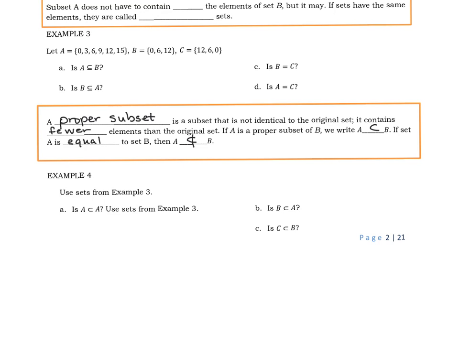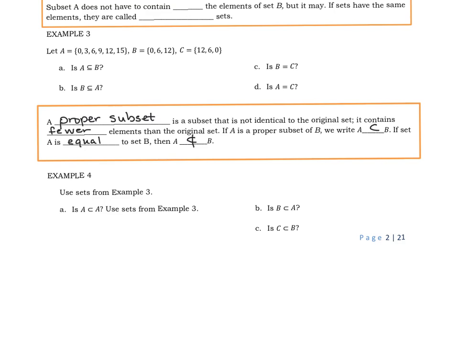Set theory, proper subsets, the definition of proper subset, as well as example 4. Okay, a proper subset is a subset that is not identical to the original set. It's going to contain fewer elements than the original set.